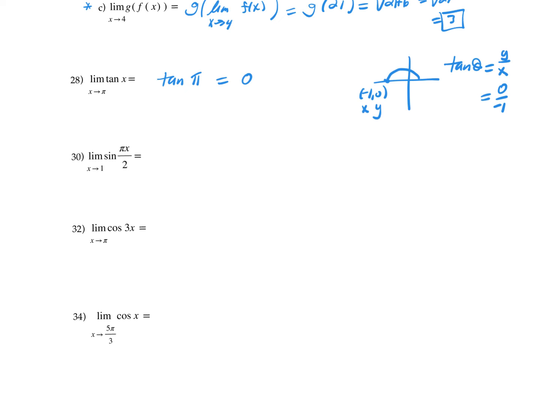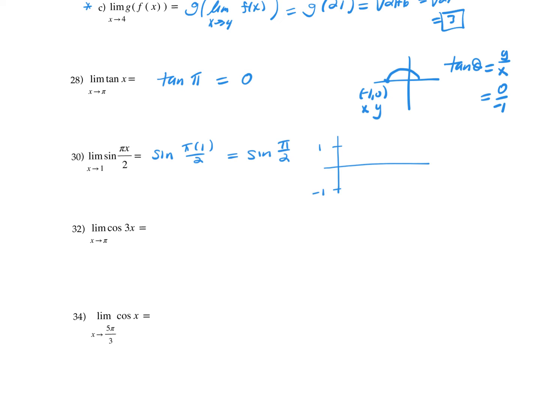All right, and number 30, the limit as x approaches 1 for the sine of pi times x over 2. So let's think about sine of pi times 1 over 2. That's just a fancy way of saying sine of pi over 2. Okay, you can do it a couple different ways. And I know I did the one up above by looking at the points on the unit circle or the coordinate plane. But you may find it easier to look at the trig graphs.